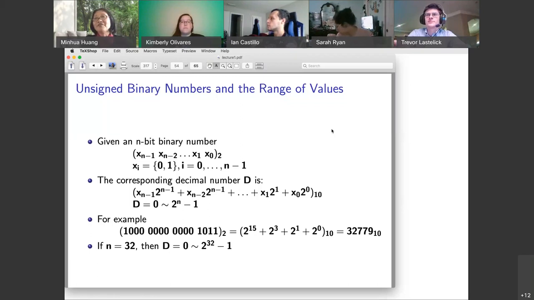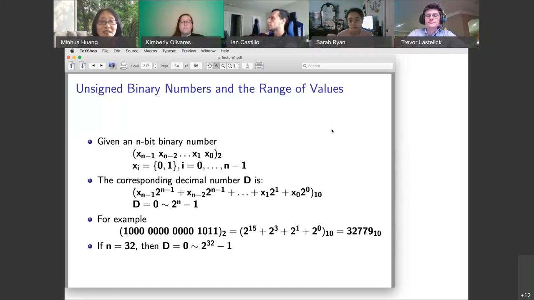Since we have a sequence of zeros, zero times 2 to the something gives you zero. So what you have left is just the positions that have a one. We add all of these up, and we get the corresponding decimal number, which is equal to 32779. It is a decimal number.